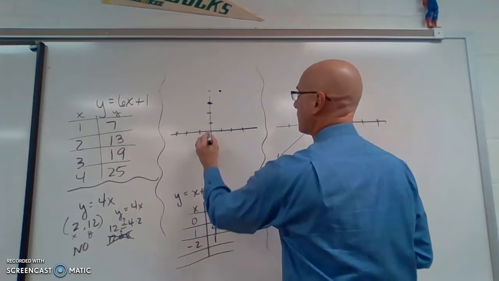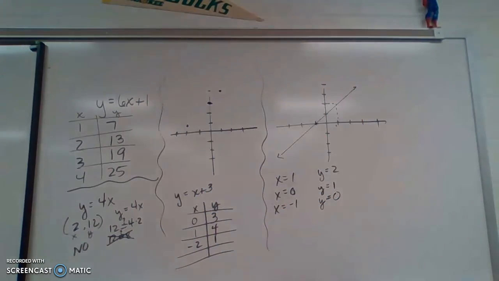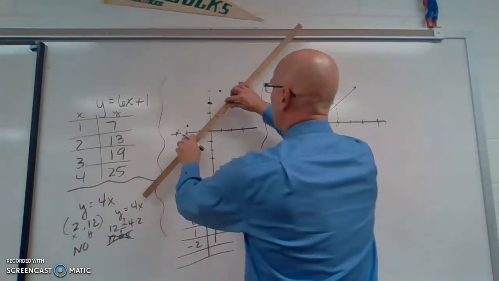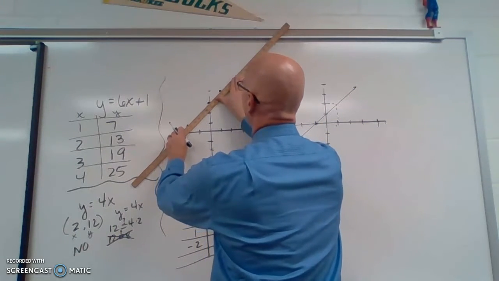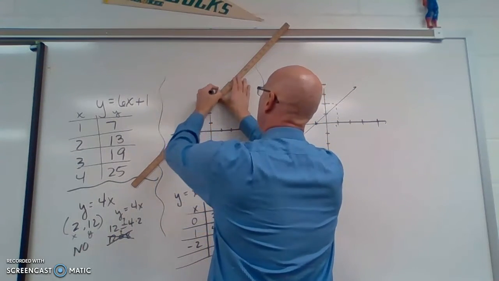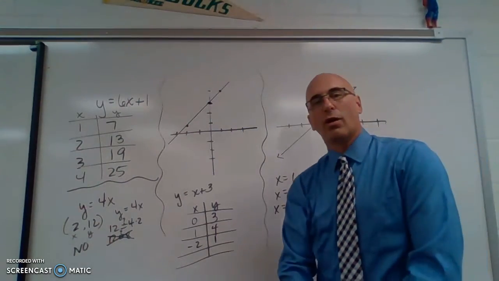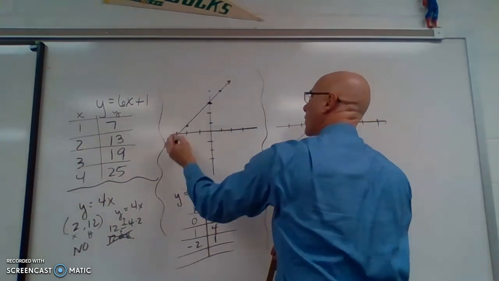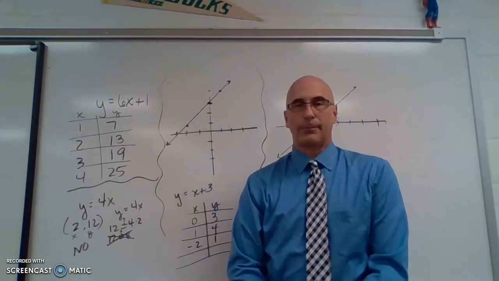Negative 2, 1. So I have these points. Now I'm going to take a straight edge. You can use a ruler, you can use a note card or a folded piece of paper, and I am going to draw a line through all of those points. And I'm going to put arrows at the end because that line goes on forever.